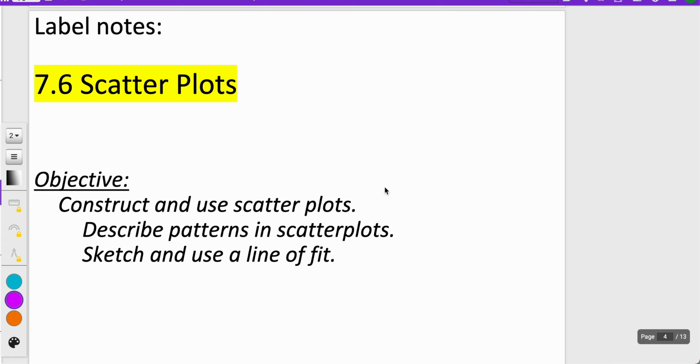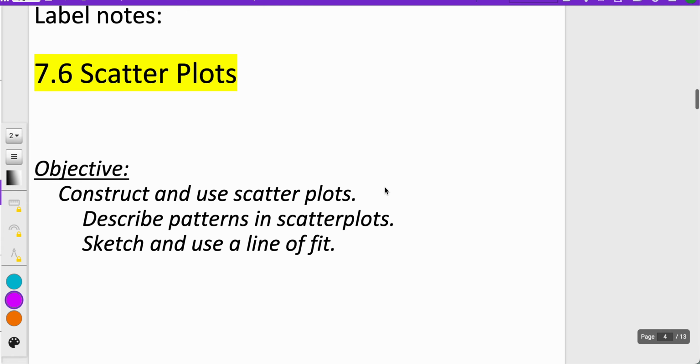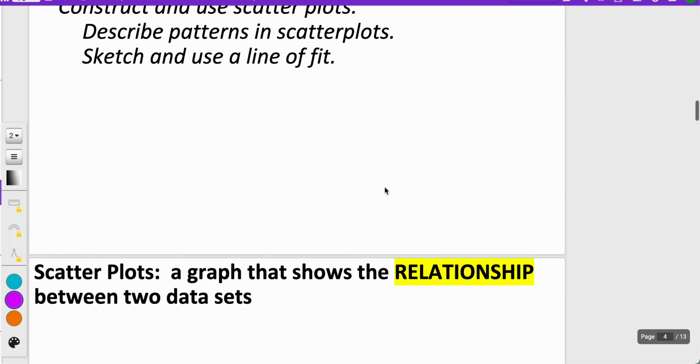We are looking at lesson 7.6 and going over scatter plots. This is our last lesson in chapter 7 before prepping for our end of chapter quiz and test. We're going to be able to construct and use scatter plots, describe patterns, and then also sketch and use something called a line of fit.